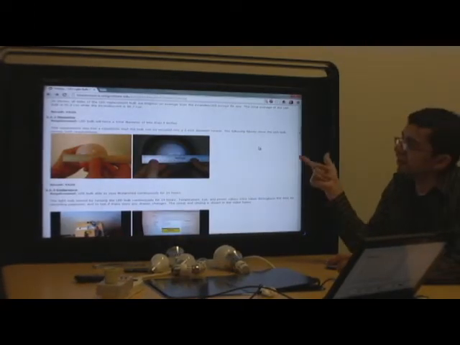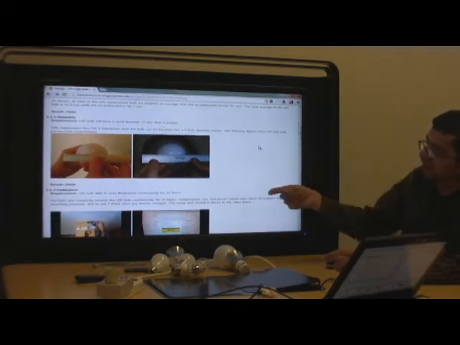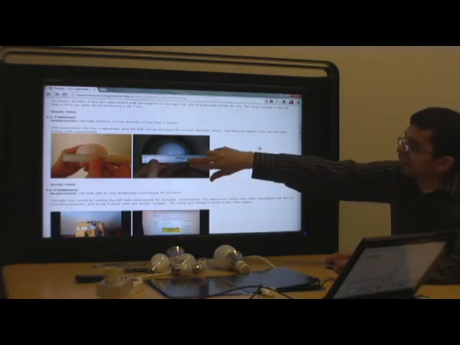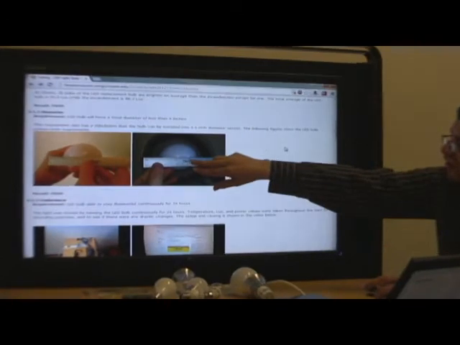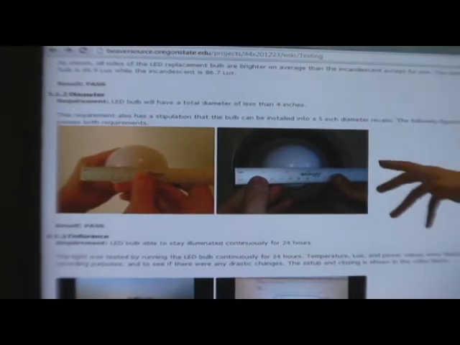Our second engineering requirement was the diameter of the light bulb. From the image here, you can see that it passes our engineering requirement, because using the ruler we measured it at around 3.5 inches. But that's just for the engineering requirement; we also managed to make it fit a 5-inch diameter recess, because that also meets our customer needs.